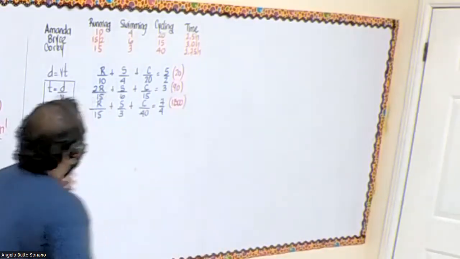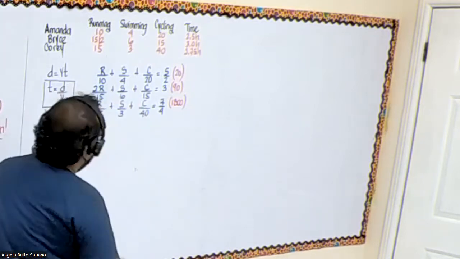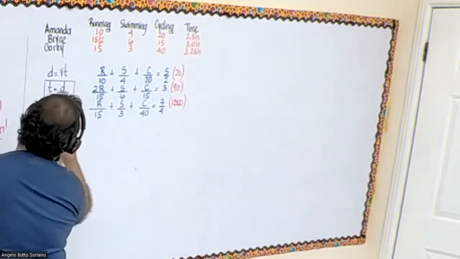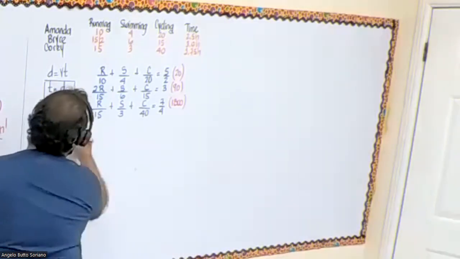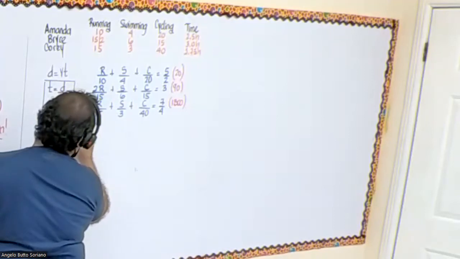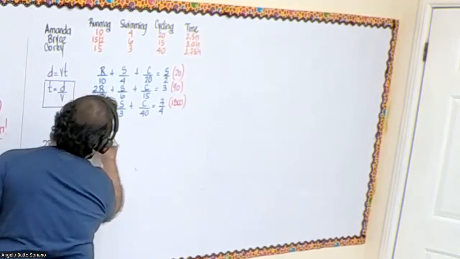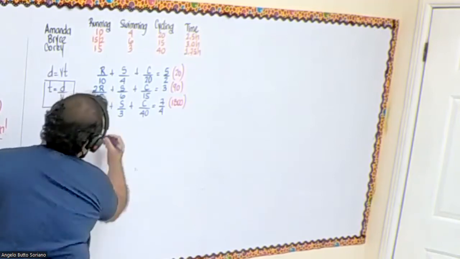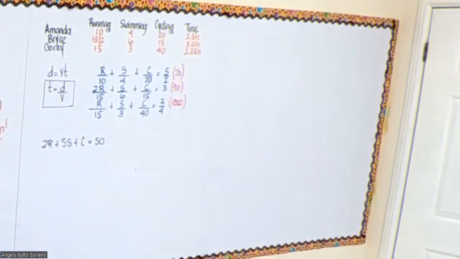We can multiply each equation by those numbers, and we're going to create a new system of equations. For example, in the first one, 20 divided by 10 will be 2, so we got 2r, plus 20 divided by 4 will be 5, so 5s, plus 20 divided by 20, that will be c, equals 50, right? Because 20 divided by 2 is 10, and 10 times 5 is 50.